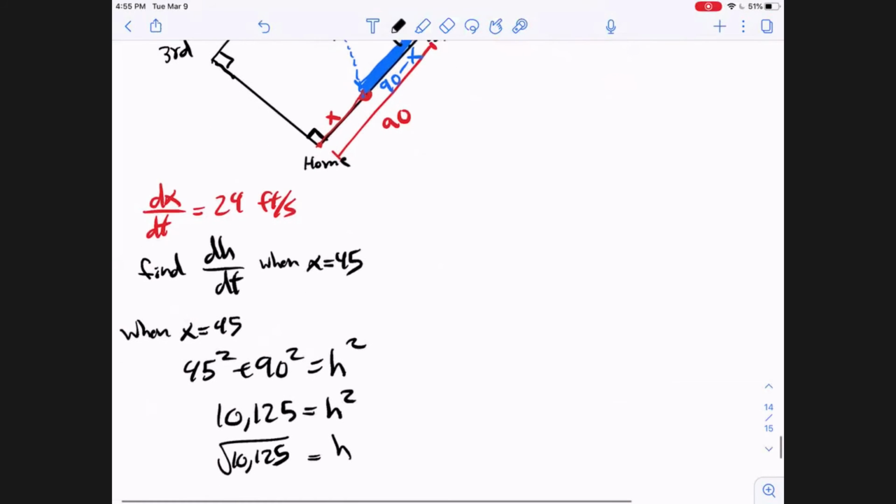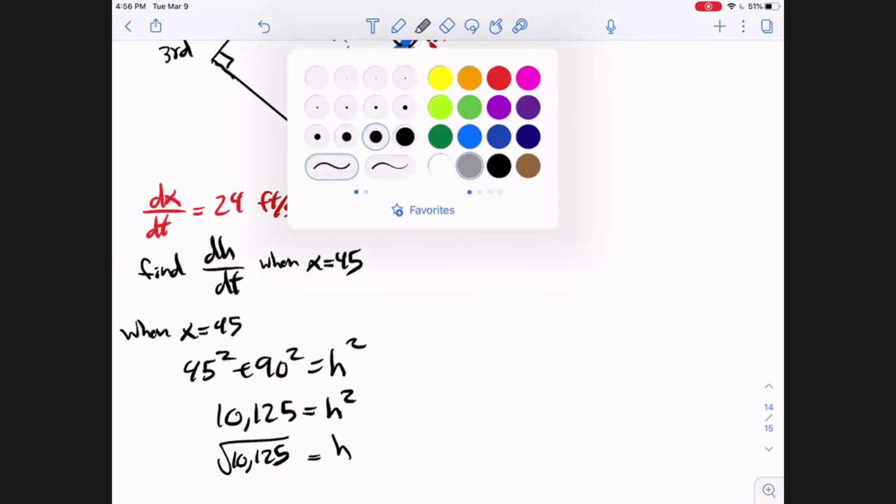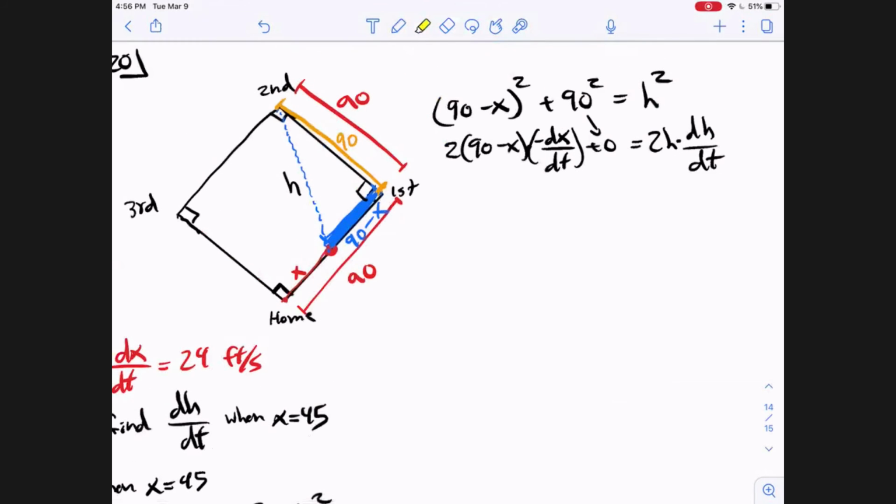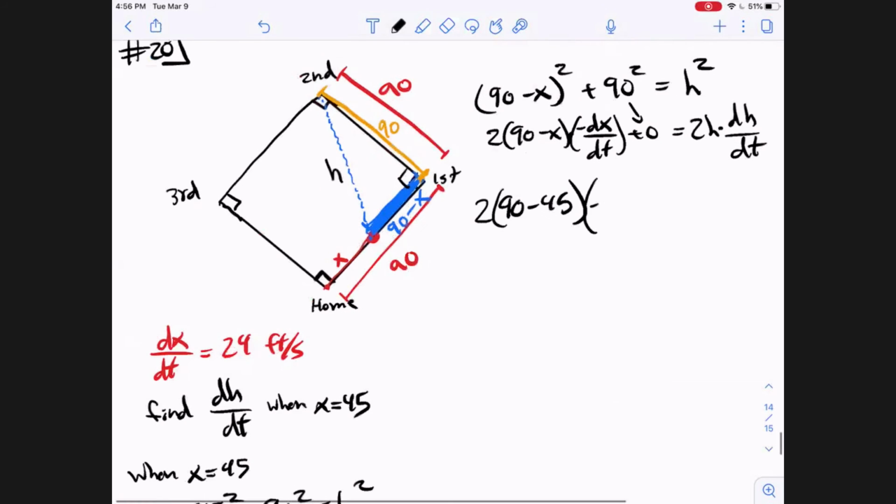So going back to this problem, since h equals the square root of 10,125, I'm going to plug it in for h there. So 2 times 90 minus 45 times negative dx dt, which is negative 24.